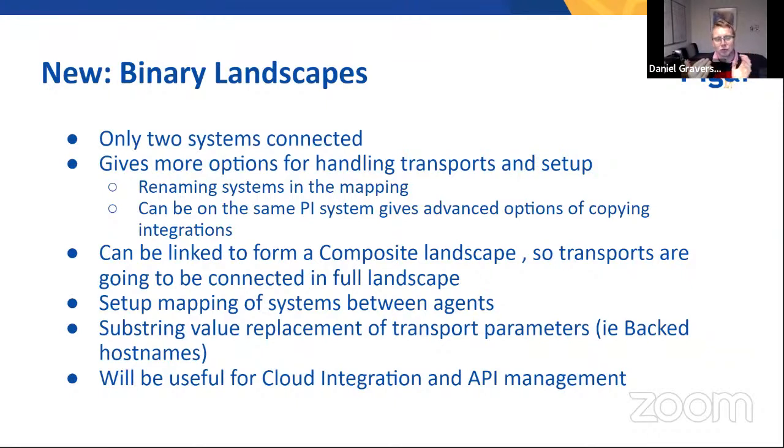We also have an option to set up mappings between systems and agents, so we can map business components and business systems between the systems, just as in the SLD. We have substring replacement in transport, so you can replace backend host names and do not need to create them every time. And this feature would also be really useful for cloud integration and API management, where you also have the option to transport items, deliver them, and approve them.